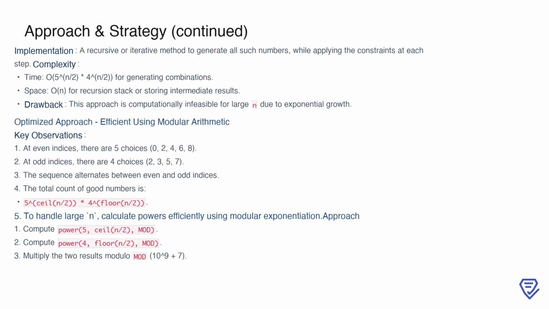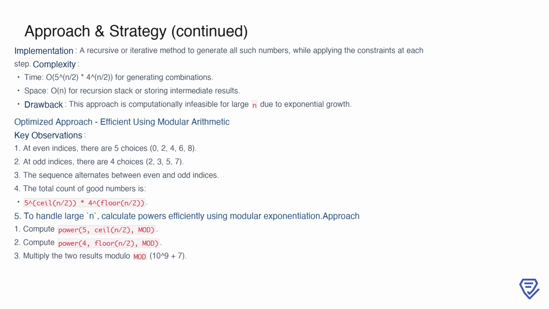However, the time complexity for such an approach would be proportional to the total number of combinations, which is approximately 5^(n/2) times 4^(n/2). This grows exponentially with n, making it impractical for large inputs. The space complexity would also grow, requiring O(n) for the recursion stack or for storing intermediate results.